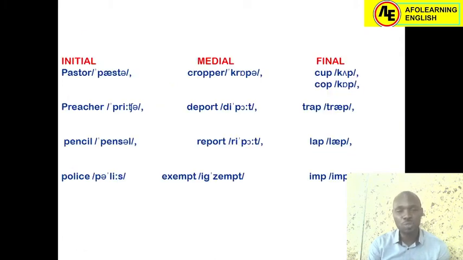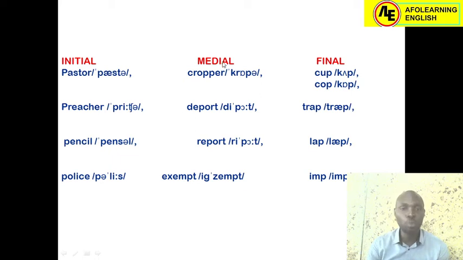So let's look at the distribution of this sound. At the beginning of words, we have pastor. Now, we have also provided some transcriptions so that you can better understand how these sounds are correctly pronounced or articulated. So we have pastor. So the p sound appears at the beginning of words. We have preacher, p at the beginning of words. We have pencil. Then we have police.